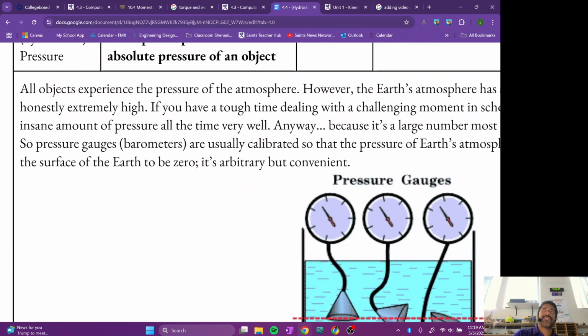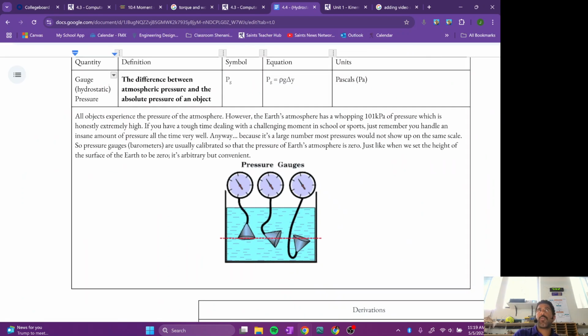My question for you is, what is gauge pressure? And what are other names for it? And why can you call it those other names?